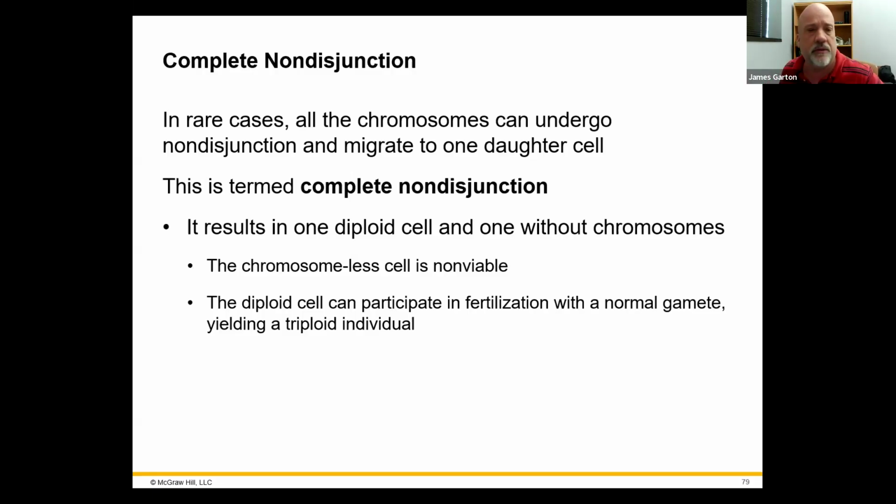In certain instances, you can have what is called complete non-disjunction. That means it results in one of those daughter cells having all the chromosomes and one with none. The one without chromosomes dies. You have no DNA, that's it. But if complete non-disjunction happens in meiosis, you can make a diploid gamete that you can fertilize with a typical haploid gamete, and it makes a triploid individual.